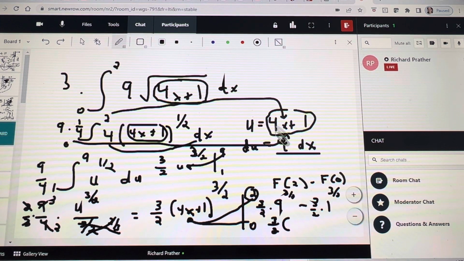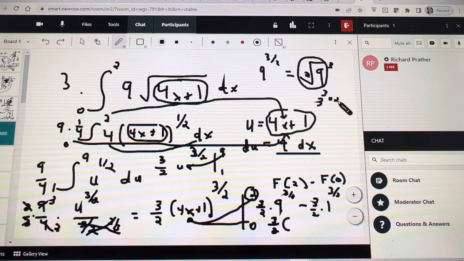9 to the 3/2. Now 9 to the 3/2, fractional exponents, you can put that back as a radical. The 9 to the 3rd is still 9 to the 3rd, but the divided by 2 is what creates the radical. That's the square root. And you can either do 9 cubed and take the square root, or you can do the square root of 9 and then cube that answer. That's usually easier. The square root of 9 is 3, and 3 cubed is 27.